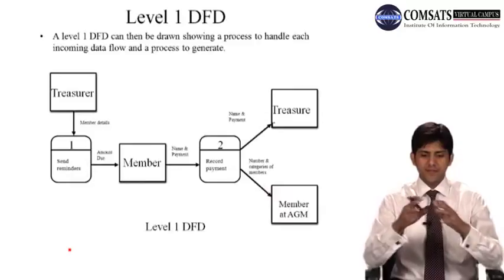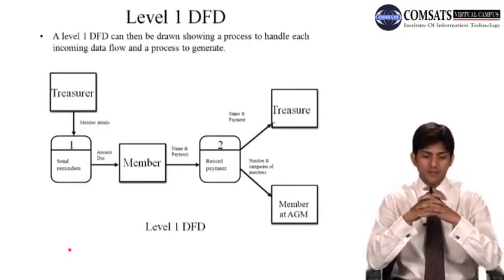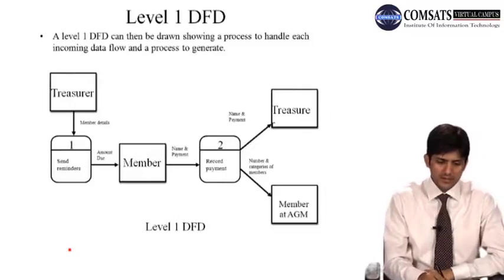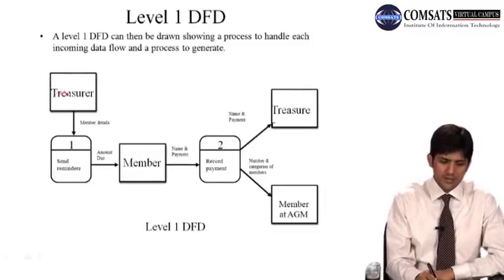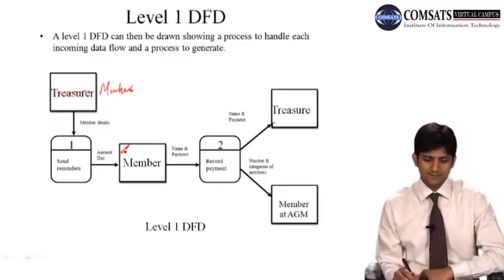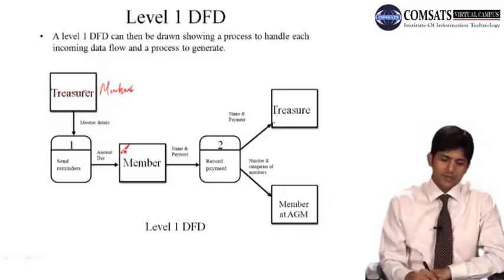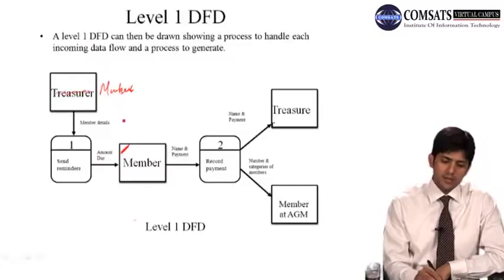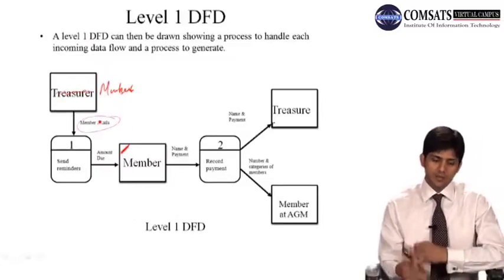Okay, let's see the level 1 DFD for this particular example. There is a small mistake in this slide: this should not be treasurer. This is actually a member again, and because it is a duplication, we need a diagonal line here. So what's happening here is that the member provides the member detail, so that data is coming in from the member.